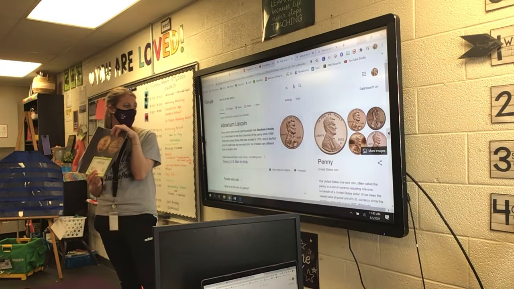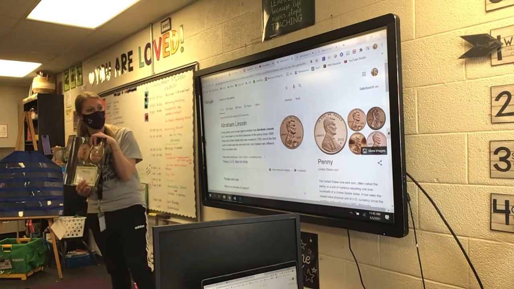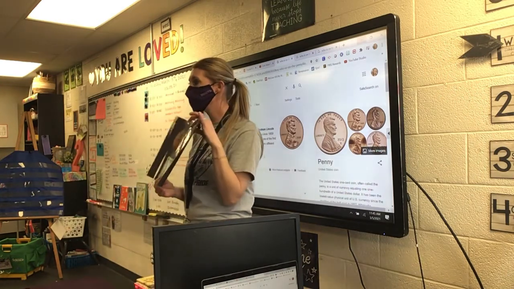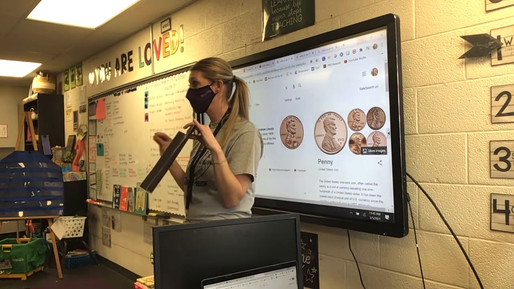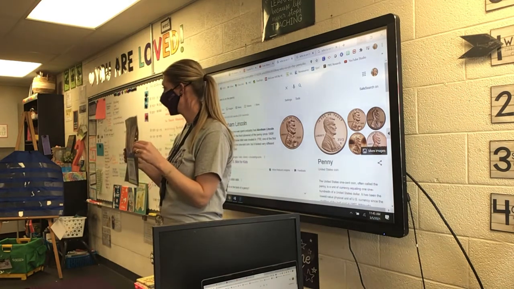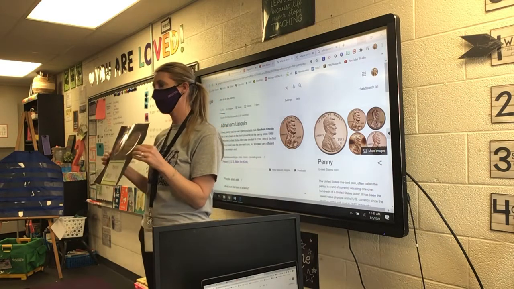And if you look at this penny, what color would you say this penny is? Brown. John? Brown. And so pennies are made out of copper. Whenever you see a penny, it's going to be kind of a brown color, the copper. Okay? The front is tan and the back is kind of black. They're pretty much the same color.